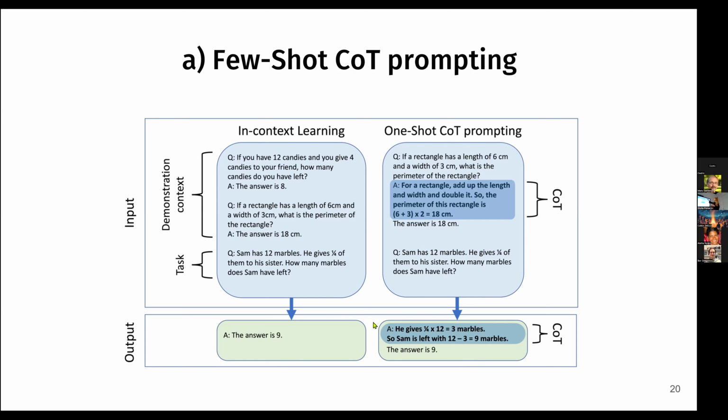But then with this technique, just to be precise, few-shot means that I give several examples in the demonstration context. One-shot is just one example. Sometimes one example is enough. So same question, but I incorporate the strategy that I want it to follow. So I add: for a rectangle, add up the length and width and double it. So the perimeter of the rectangle is 6 + 3, times 2, equals 18 centimeters. The answer is 18 centimeters. So when I ask my question, which is the same as before, it incorporates the chain of thought reasoning also in the answer. It gives 1/4 times 12 equals 3 marbles. So Sam is left with 12 minus 3 equals 9 marbles. The answer is 9.